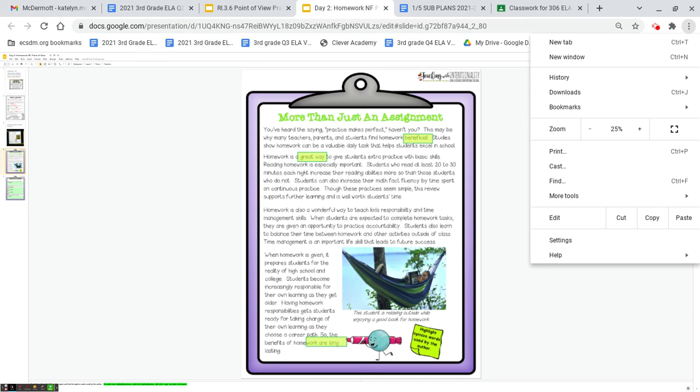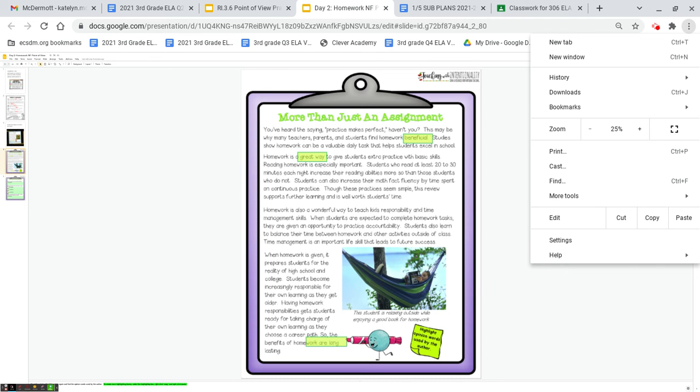Time management is an important life skill that leads to future successes. So now, just to recap, because I always stop and think before I move forward. I know that the first reason why homework is good is because it helps you increase your reading and your math ability. This paragraph is talking about how it teaches kids responsibility and time management.